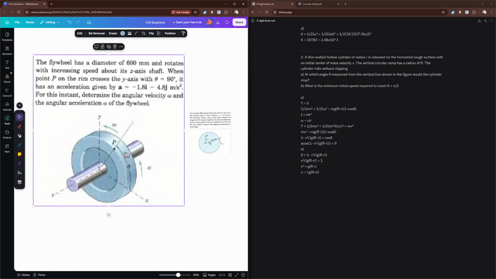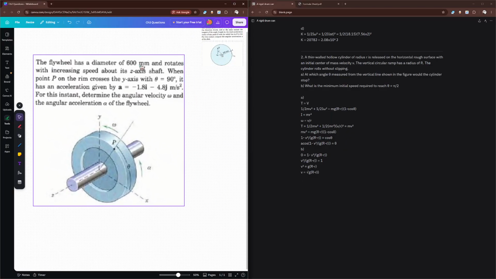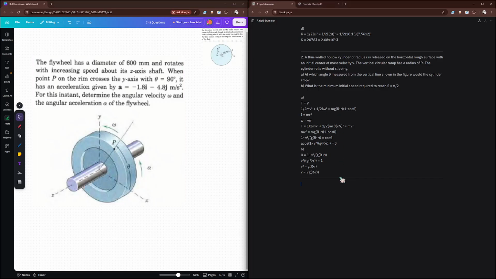So the flywheel has a diameter of 600 millimeters and rotates with increasing speed about its z-axis shaft. When point P on the rim crosses the y-axis with theta equals 90 degrees, it has an acceleration given by a equals negative 1.8 i minus 4.8 j. For this instant, determine the angular velocity and angular acceleration of the flywheel.